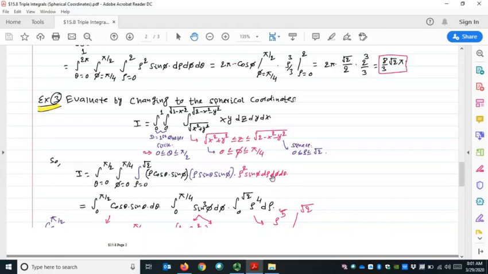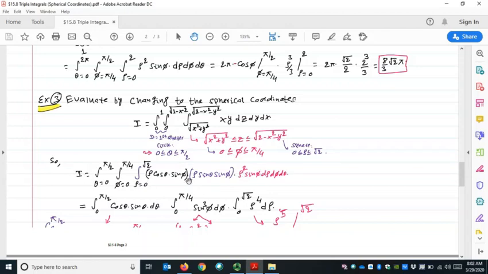And now in this order, our inner integral is the rho integral, so the rho bounds are 0 to radical 2. The middle integral is the phi integral, whose bounds are 0 to pi/4. And the outer integral, the theta integral, has bounds 0 to pi/2. I hope this setup makes sense to you. Now we converted the given triple integral in Cartesian coordinates to a triple integral in spherical coordinates.